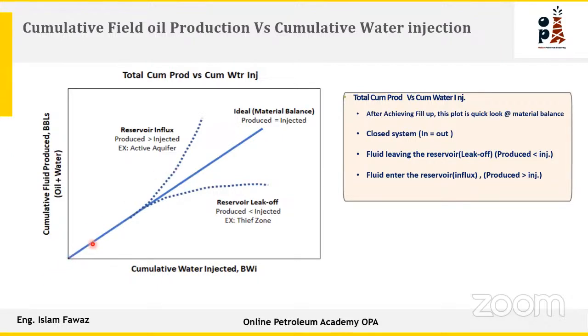Here we have a straight line because we have infill in this reservoir. If we are injecting what we produce, which is ideal, this means it is a closed pattern and the flow doesn't come across these boundaries.